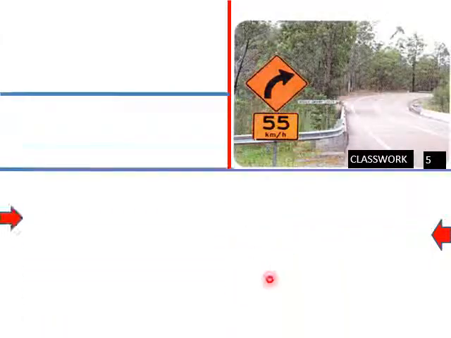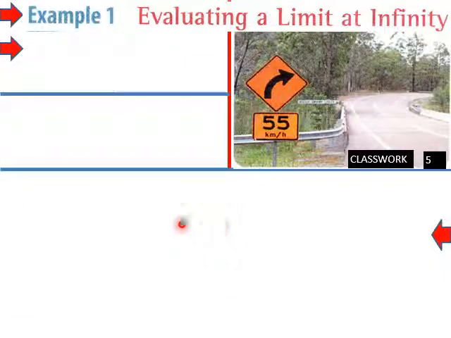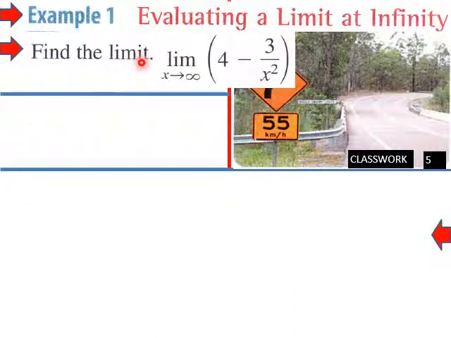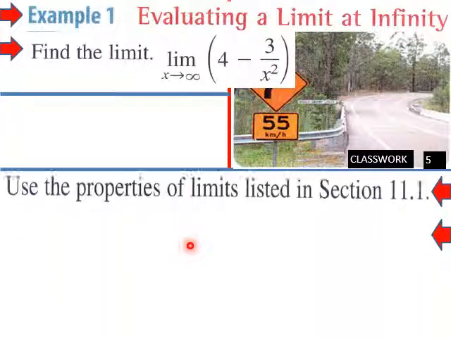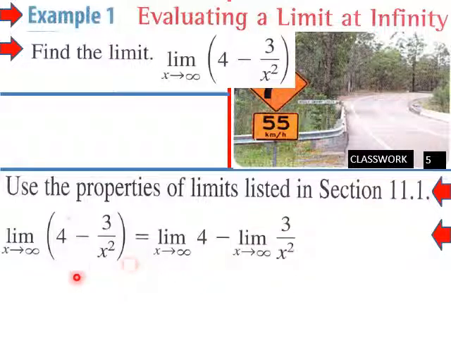So what does all this mean? Let's try an example here. Evaluating a limit at infinity, find the limit. The limit as x goes to infinity of 4 minus 3 over x squared. So for this specific case, use the properties of limits listed in section 11.1. You should have that in your notes, students. And that's what we're going to refer to here.